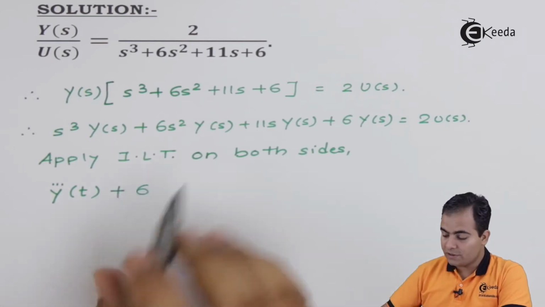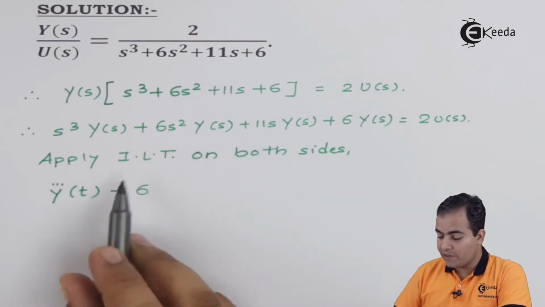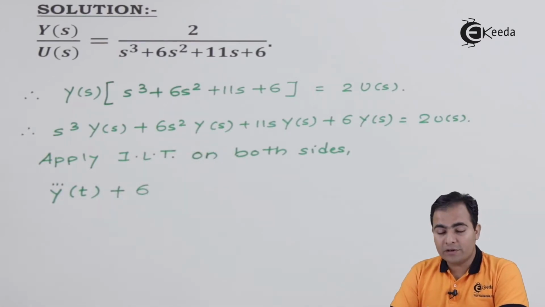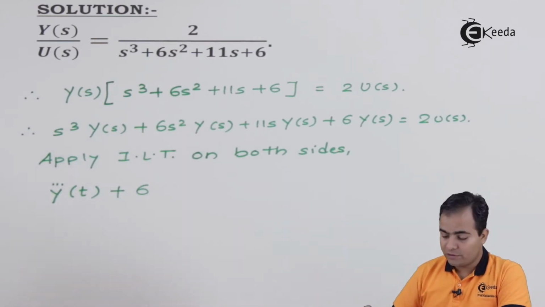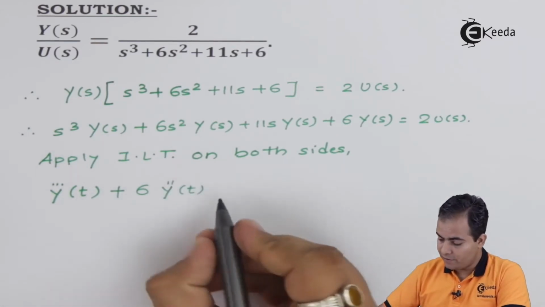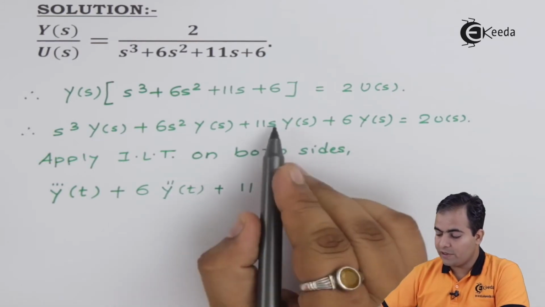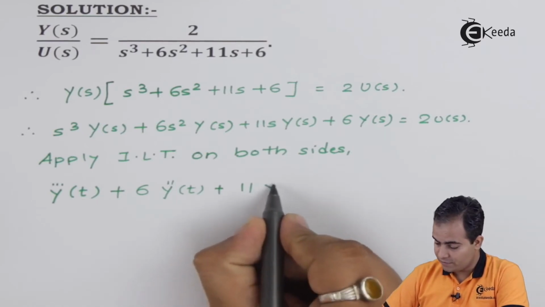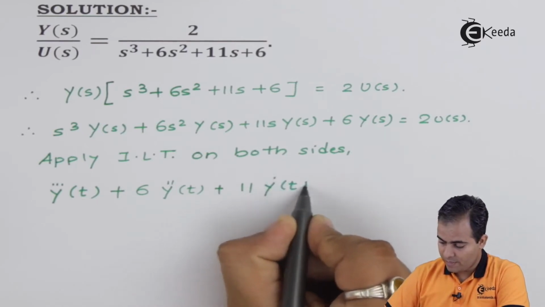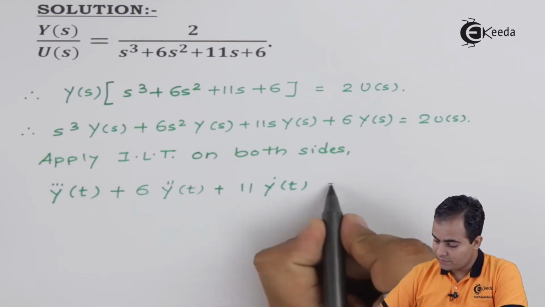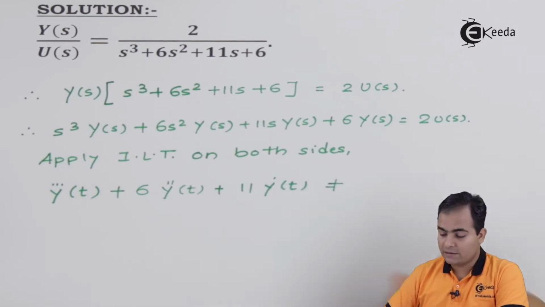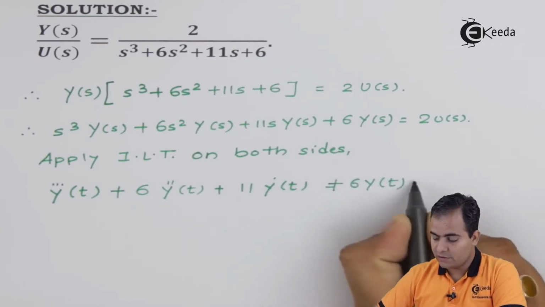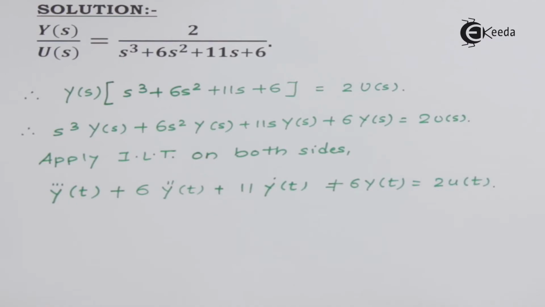Here the 6 is a constant. Now here we have s square. If we apply the inverse Laplace transform on it, s square Y(s) is represented in the time domain by the second order differentiation of y(t). So we can write y double dot of t. Now here we have s into Y(s), which means we have the single order differentiation of y(t), so we can write y dot of t. Next, here we have 6Y(s), which means we'll write 6y(t), equals 2u(t).